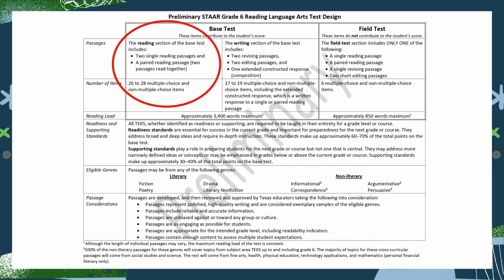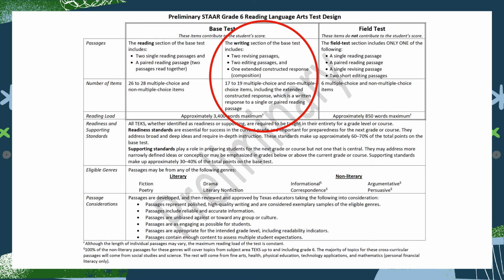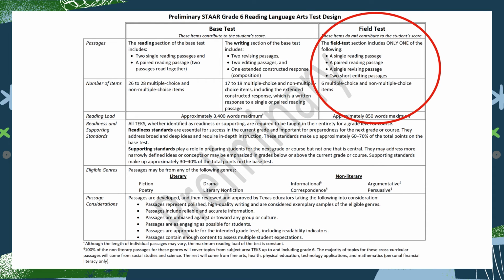For example, for grade 6, you can see that the reading section of the base test includes 2 single reading passages and a paired passage, which will result in 26 to 28 multiple choice and non-multiple choice items. The writing portion of the grade 6 test will include 2 revising passages, 2 editing passages, and the 1 extended constructed response question for 17 to 19 multiple choice and non-multiple choice questions. And as of this preliminary blueprint, we can also expect that there will be 6 multiple choice and non-multiple choice field-tested questions.